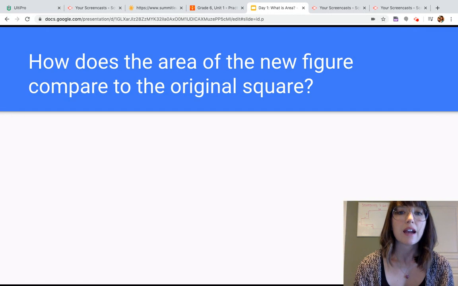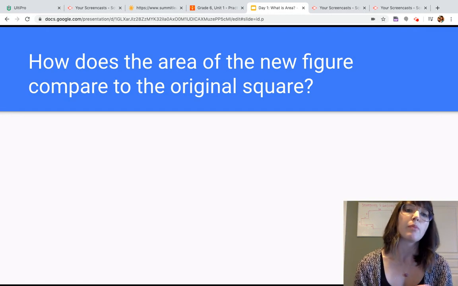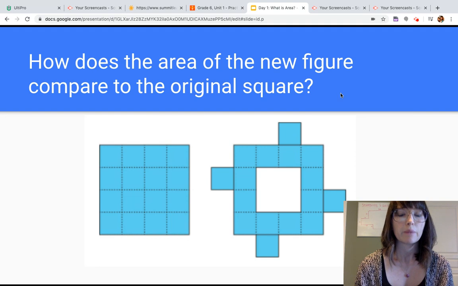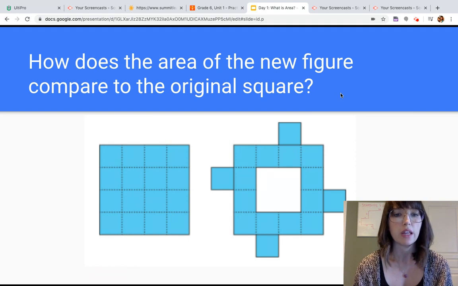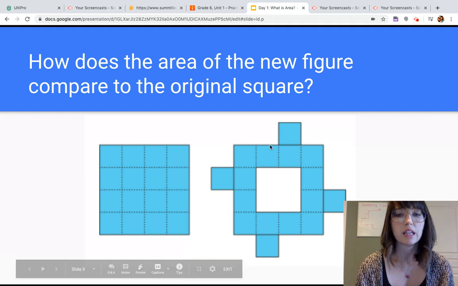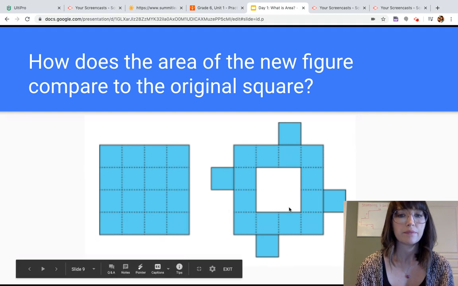So how does the area of the new figure compare to the original square in this picture? I want you to take a second and pause this video and think about how is the area of this figure related to the area of this figure. Take a second and pause it now.